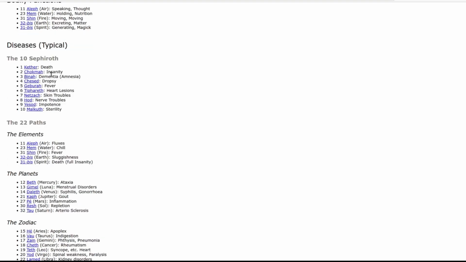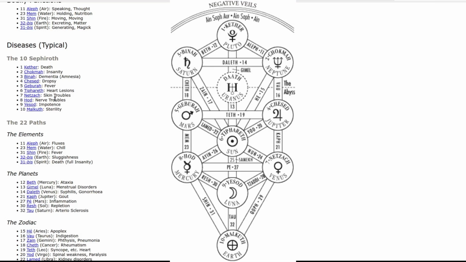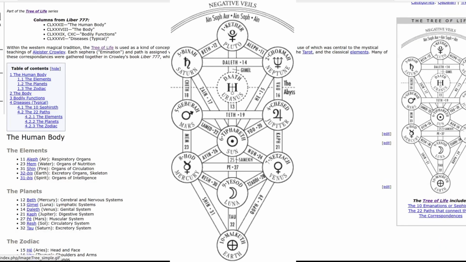Now here are the relations between the Sephira and illnesses. If you didn't know, of course, Malkut is the earth, Yesod is the moon, Hod is Mercury, Netzach is Venus, Tiferet is the sun, Gevurah is Mars, Chesed is Jupiter, Binah is Saturn, Chokmah is, this one actually has it correct. A lot of them are wrong. Well, it's debatable whether it's wrong or right, whatever. Chokmah, Neptune, I would agree.